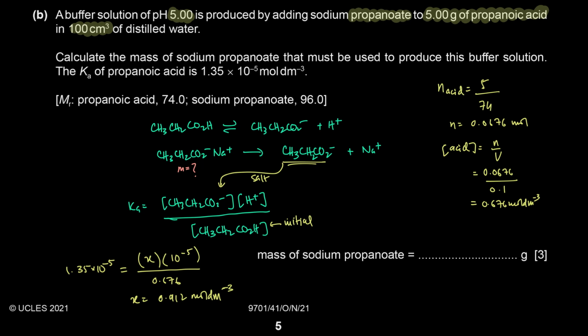So we know again that the number of moles is concentration times volume. The concentration is 0.912 and the volume is 0.1 decimeter cube. So the number of moles is 0.0912 moles. And then we have to find the mass of the base. So the mass is equal to the number of moles times the molar mass. The number of moles is 0.0912 times the molar mass, which is given to us as 96. We didn't need to do the earlier calculation for propanoic acid either. They'd given it to us. So we have 0.0912 times 96. So therefore the mass is equal to 8.76 grams. So that's our final answer.